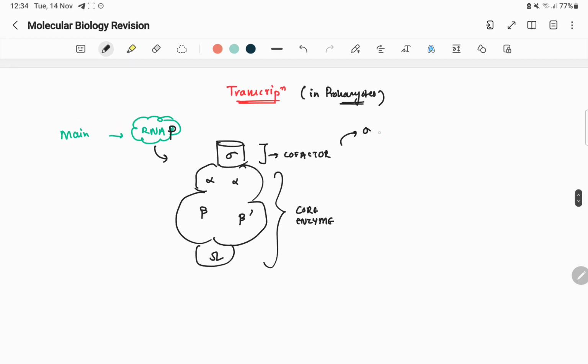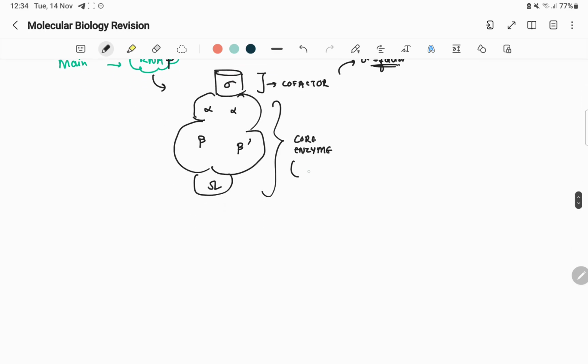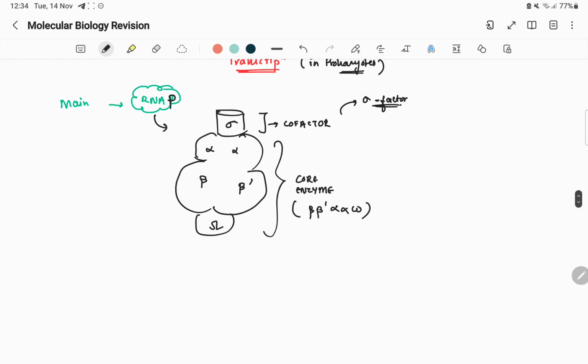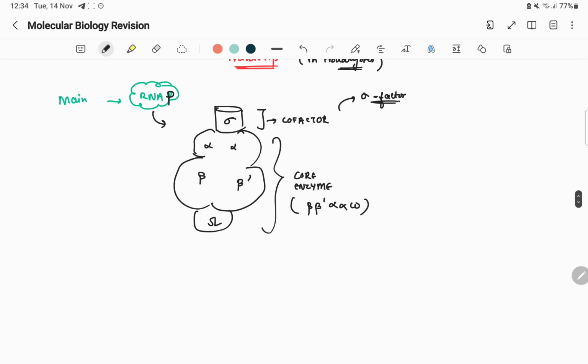This cofactor is called the sigma factor. This core enzyme is beta, beta dash, alpha, omega. The cofactor plus the core enzyme makes the holoenzyme.